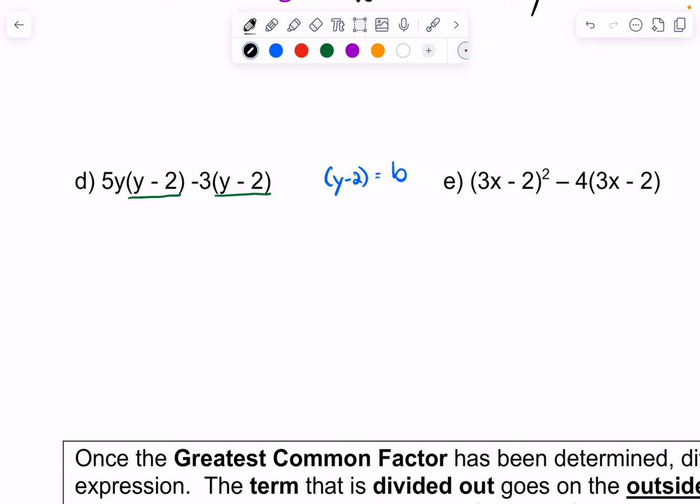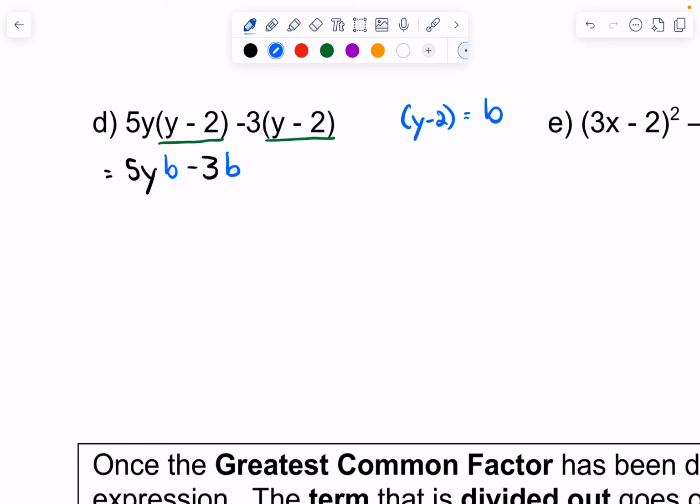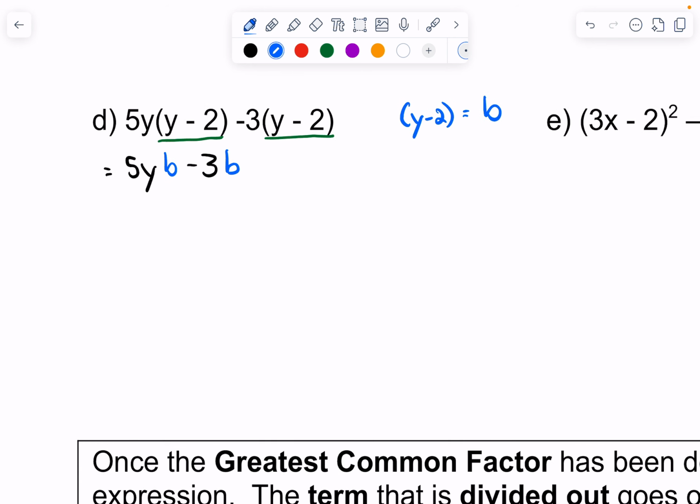So this first term right here would be 5y, and instead of writing that bracket, y minus 2, that's the same thing as me saying b. Because I'm telling you that y minus 2 is b. I'm just saying, let's just call it that. I haven't changed anything. And this would be minus 3b. That looks a lot nicer to look at.